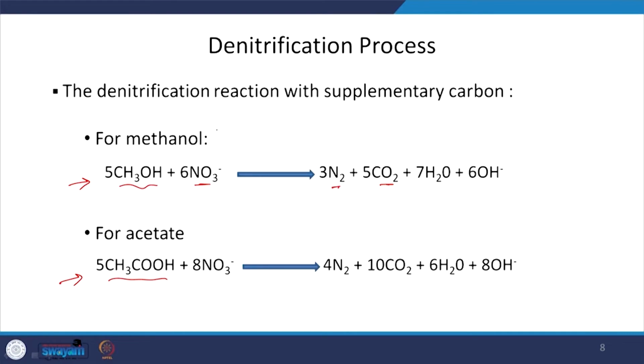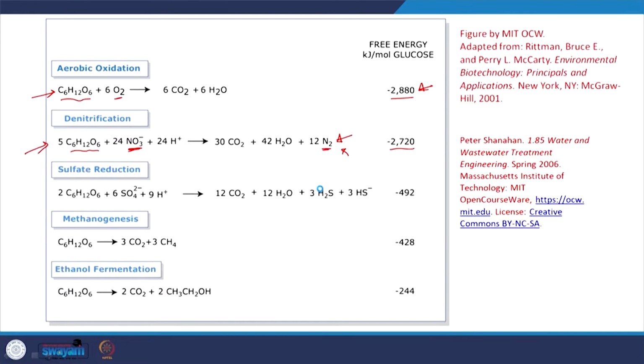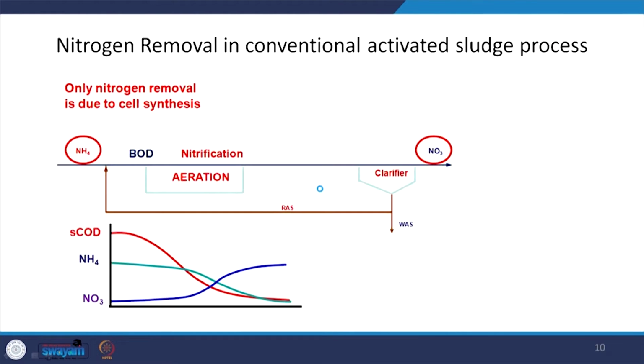When are you going to add methanol? When you don't have enough carbon for driving this particular reaction. We already looked at this, so I will skip this aspect. Let's look at one system. In a conventional ASP, let's understand nitrogen removal, assuming that theta C and theta are long enough such that you have nitrification taking place. We know that they are slow growers, so they need more time. So let's say theta C is more.